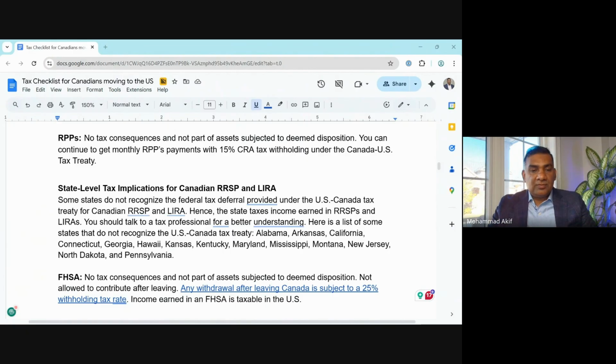Canadian side again, right? So some of the states that do not recognize the tax treaty are Alabama, Arkansas, California, Connecticut, Georgia, Hawaii, Kansas, Kentucky, Maryland, Mississippi, Montana, New Jersey, North Dakota, and Pennsylvania. So in these states, the RSP income will be taxable. So you will have to report in the state any income that you earn in the RSP account. All right, so this is the exception. Let's go through the other accounts quickly.